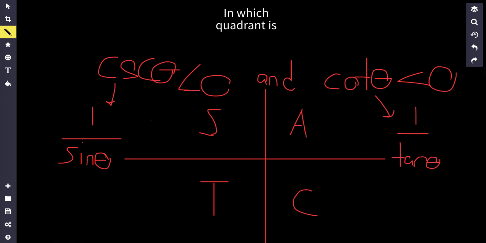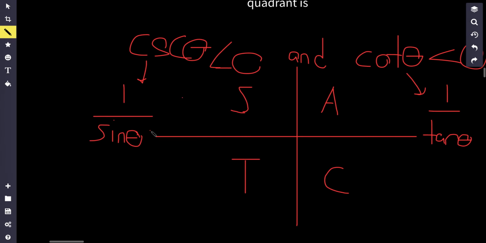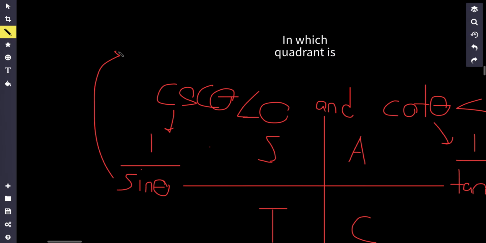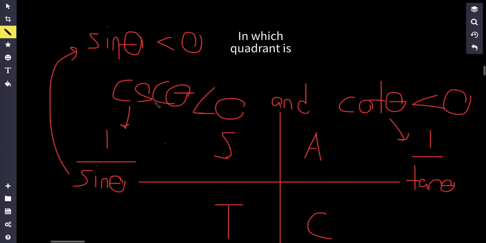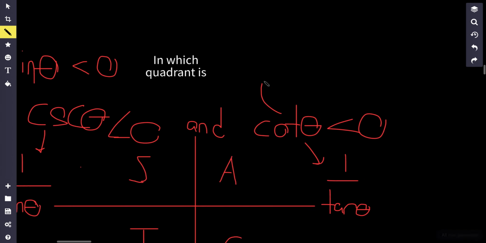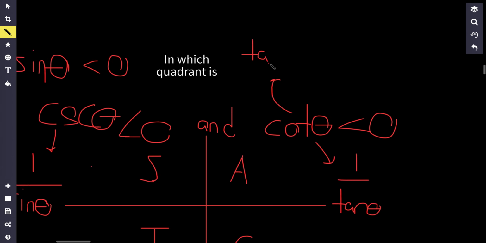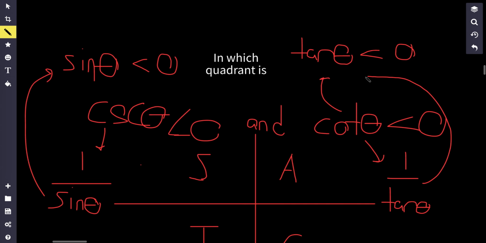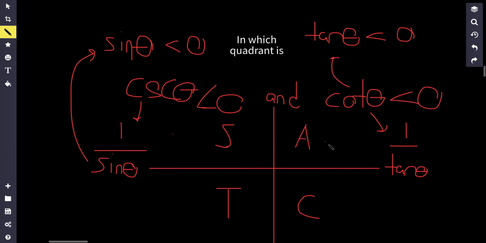Now, what the question is asking us is to find the quadrant where sine of theta is less than 0, right? Because if cosecant of theta has to be less than 0, then sine of theta has to be less than 0, using the logic I said before. And we want to find an area where tangent of theta is less than 0, okay? So remember, they always follow the same trend as their counterpart. Now, where would that be the case?